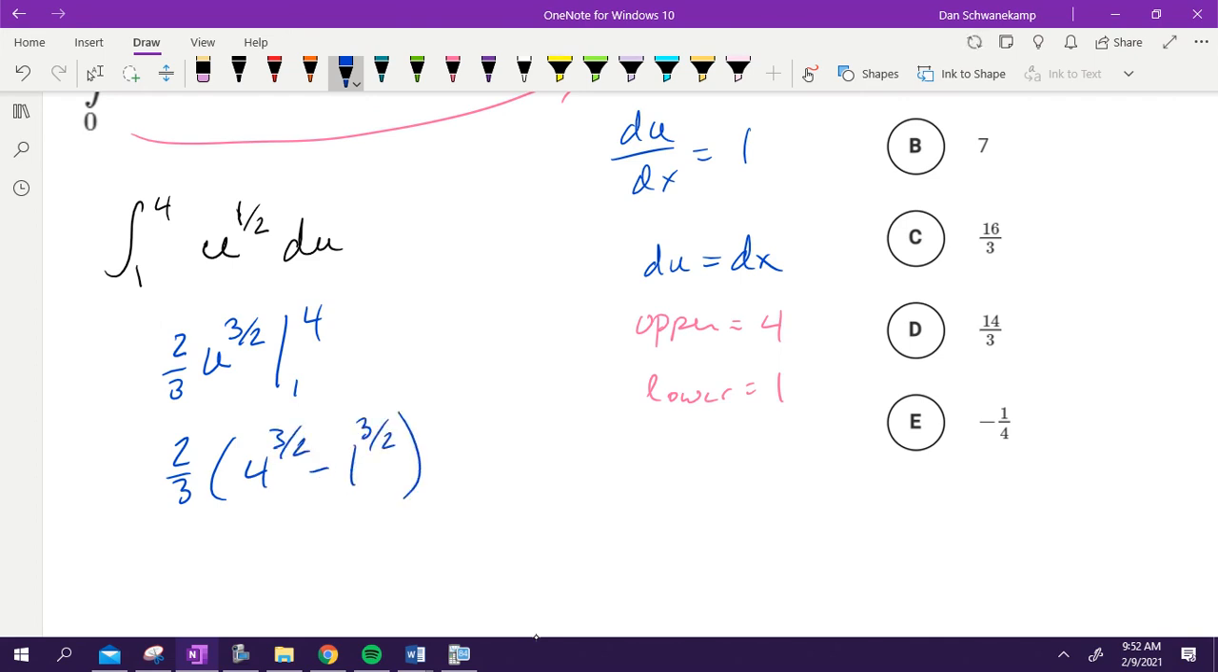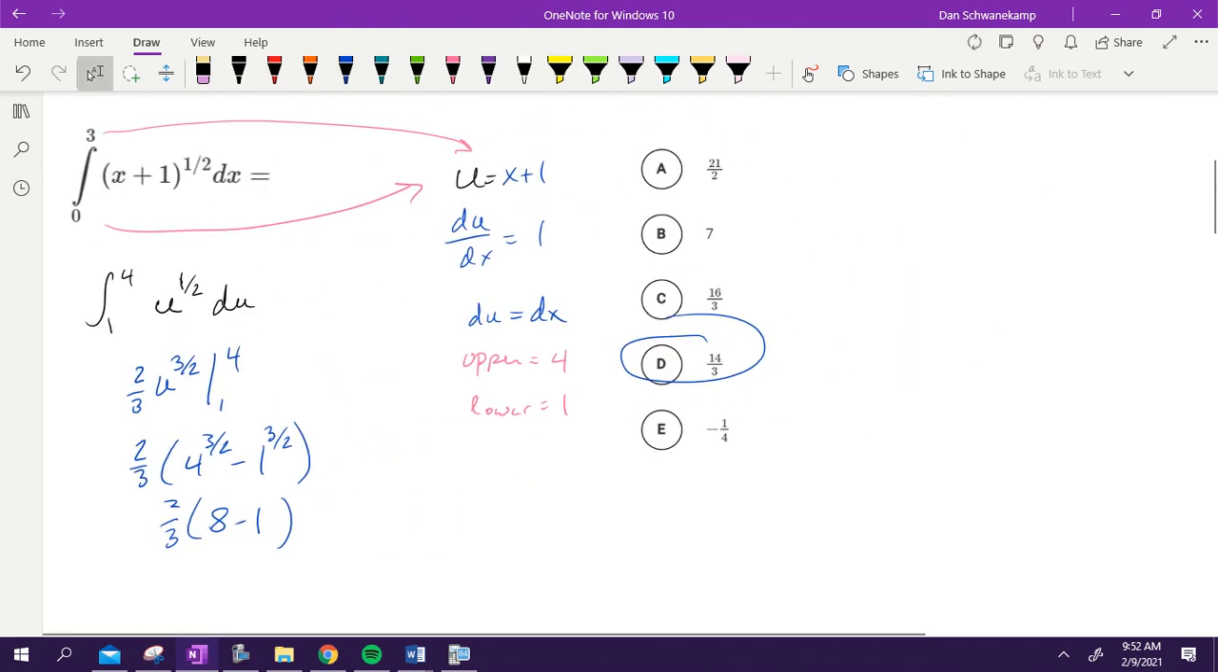4 to the 3/2. That 2 means the square root. The square root of 4 is 2. 2 cubed is 8. 1 to the 3/2 is just 1, times 2/3. 8 minus 1 is 7 times 2/3, 14/3. Questions there?